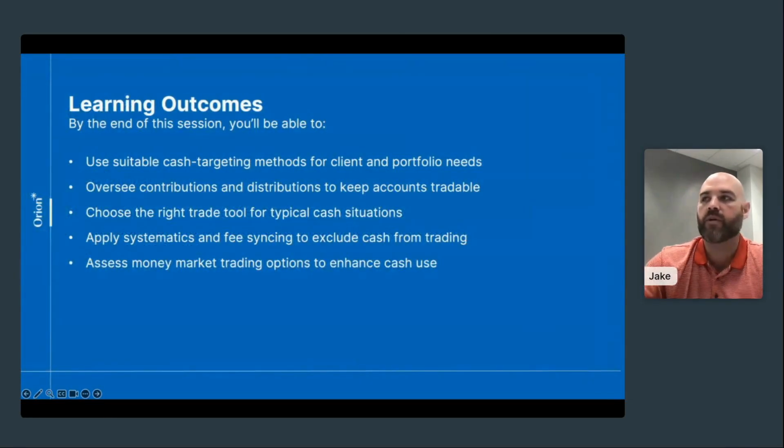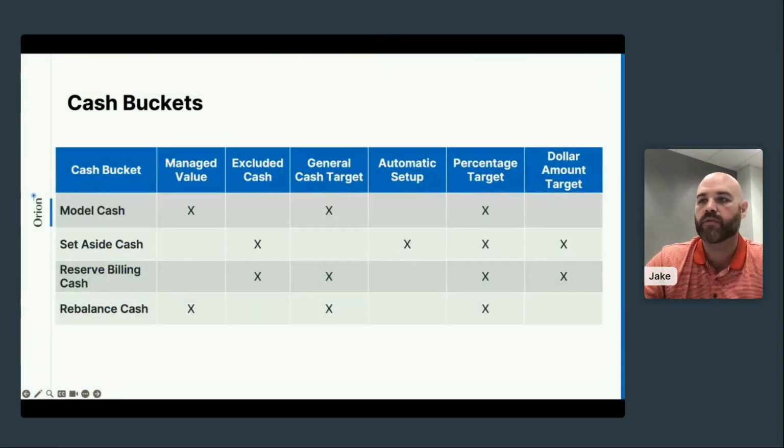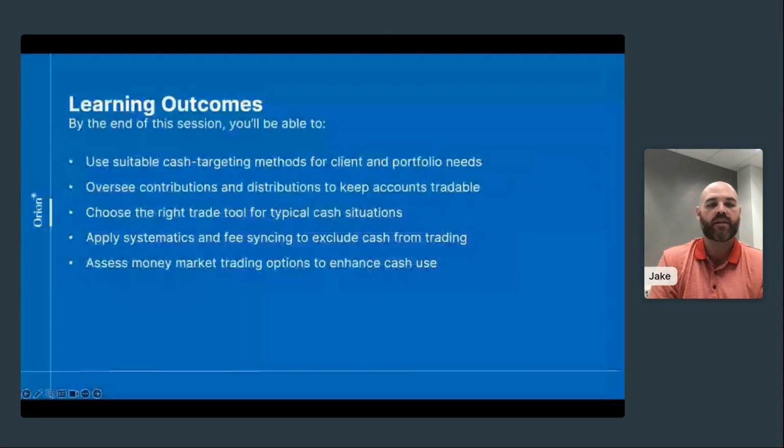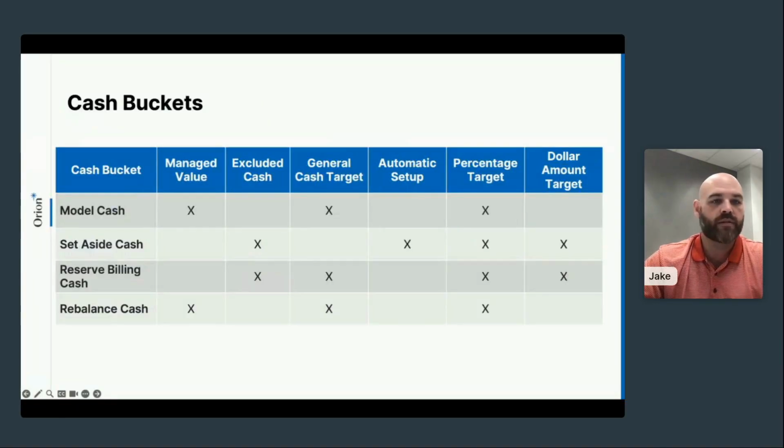As I mentioned before, today we are talking about cash management. We are going to look at the different ways that you can target cash in your accounts. We're going to talk about money going in and out of the accounts. We are going to talk about some of the specific features related to cash trading, whether that's systematics or syncing over billing to exclude cash. And then we are also going to review the option for trading money markets within Eclipse. So the first thing we are going to talk about is the different ways you can target cash within Eclipse.